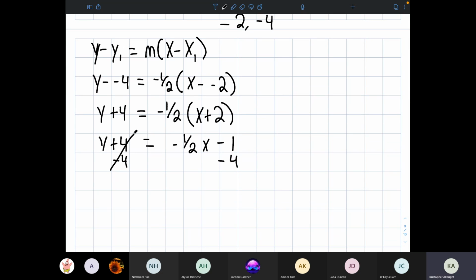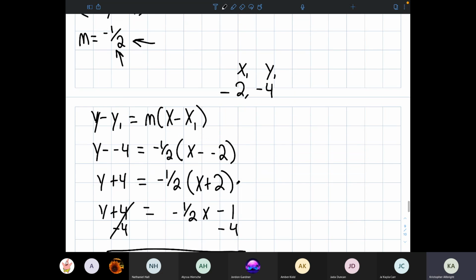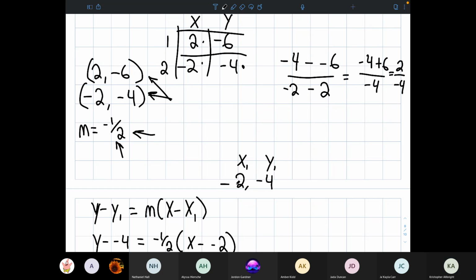So this is going to cancel. We're going to end up with y over here, -1/2 x minus 5. And this will be our answer for number 4. And if you wanted to, you could take this and you could actually graph it, and it would pass through these points. It would go through both of them.